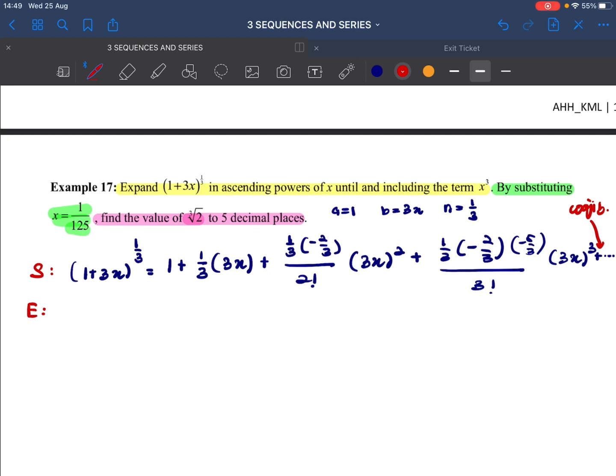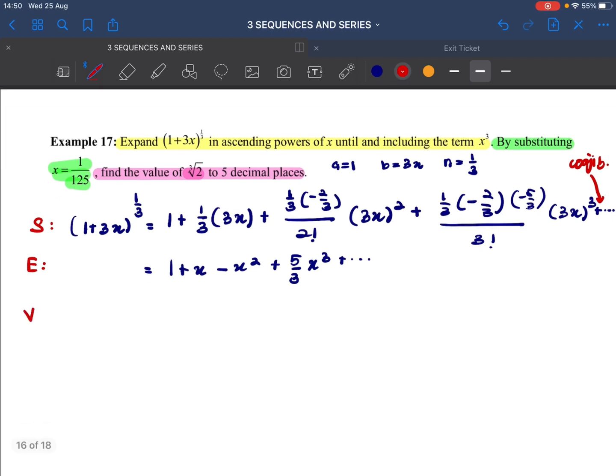So now we will simplify our expansion. Just use your calculator. We are going to have 1 plus x minus x square plus 5 over 3 x cube. So this is our expansion for 1 plus 3x to the power of 1 over 3. Okay, so that is settled. The next part is we are going to check our validity.